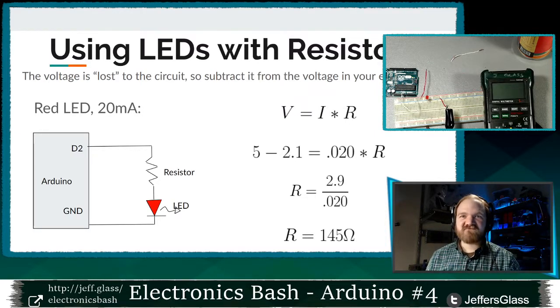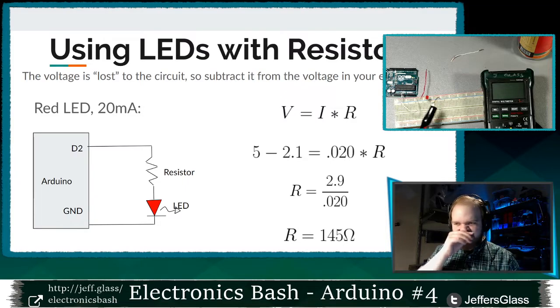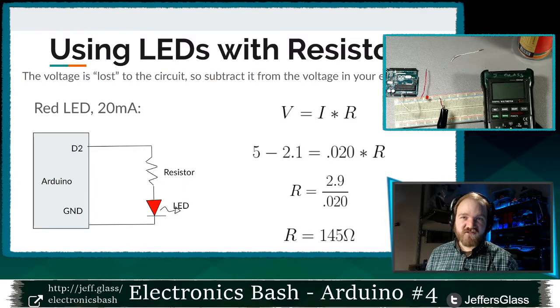So 220 is just a nice safe value. It lets you say, put a 220 ohm resistor in line with your LED, and then whatever knockoff resistor and whatever LED you throw on there, you're pretty safe.